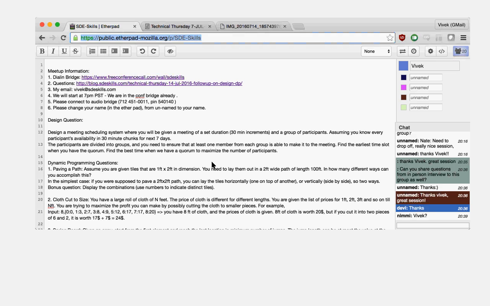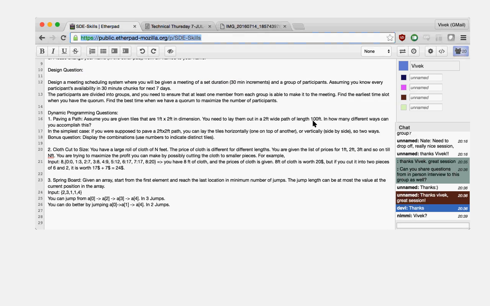The question that I have is a dynamic programming question, and the objective here is that you're given bricks of dimension 1 foot by 2 foot, or 2 by 1 depending on which orientation you keep them, and your goal is to lay them on a narrow path that is 2 foot wide. The question says 100 foot, but your goal is to generically define what it would be for an n foot system.